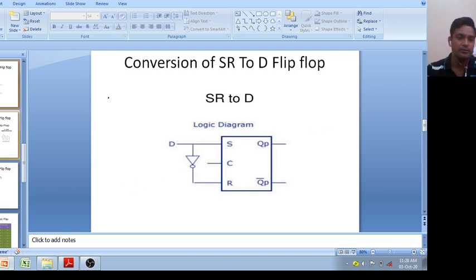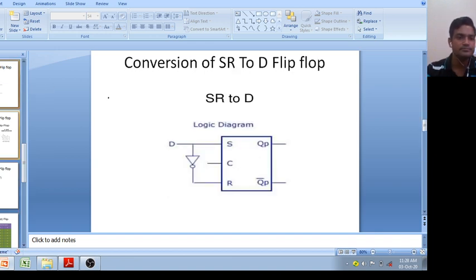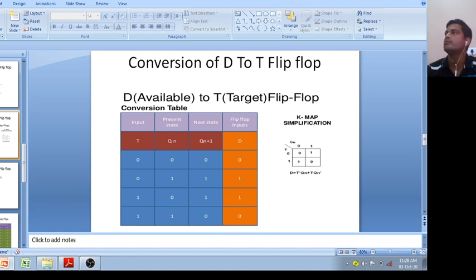Next we will see conversion of D flip-flop into T flip-flop. Again, what is available flip-flop? D, and what is required flip-flop? T. So for required flip-flop or targeted flip-flop, we will draw characteristics table, and for available flip-flop we will draw the excitation table.